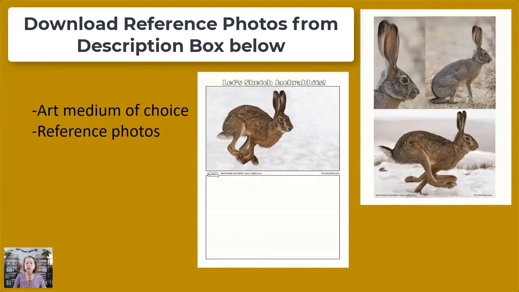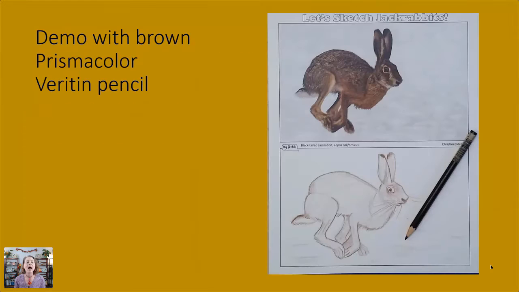So you can use any art medium that you love. I'm drawing with pencils. And then you might want to download the reference photos. And so here's pictures of those. So these are 2 pages of pictures of the black-tailed jackrabbit, which actually lives where I live and throughout the Western United States. That's the main one we're drawing today.